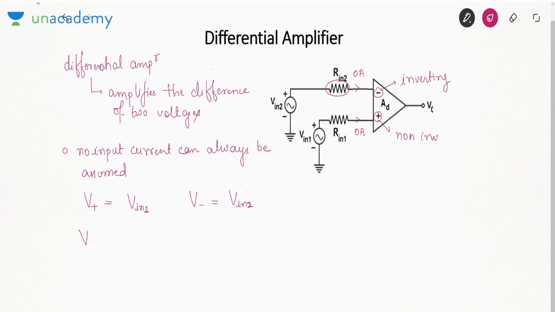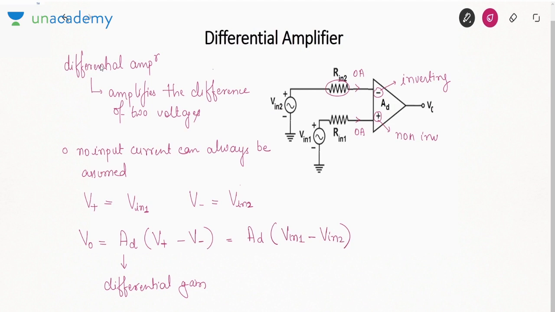We know that by mathematical model, V0 is AD. AD is also called differential gain. Differential gain means the gain multiplied with the difference of the inputs. Positive voltage minus negative voltage. Or you can say AD times V in 1 minus V in 2.